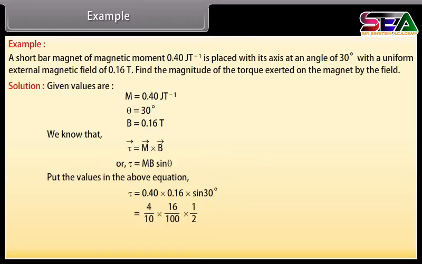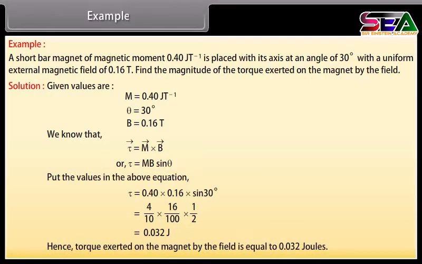On calculating the equation, we get the value of τ, which is equal to 0.032 joules. Hence, torque exerted on the magnet by the field is equal to 0.032 joules.